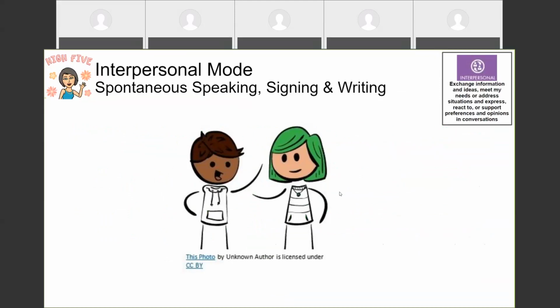As I said, this could be speaking, it could be writing. We usually think about it as speaking. And of course, with American Sign Language, it would also be signing and having a conversation in that way.